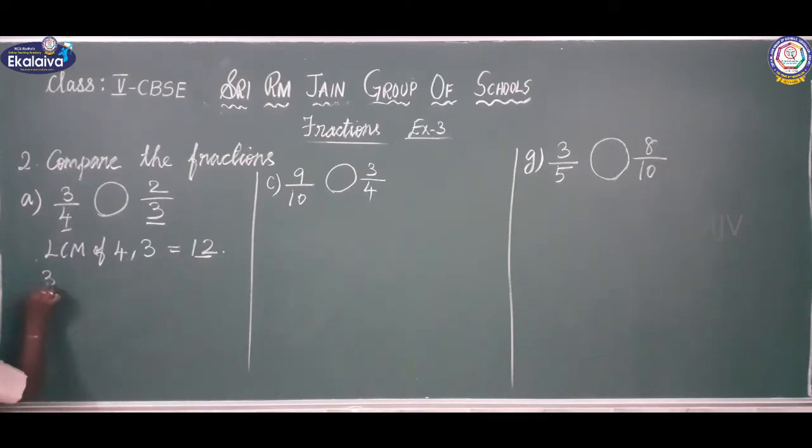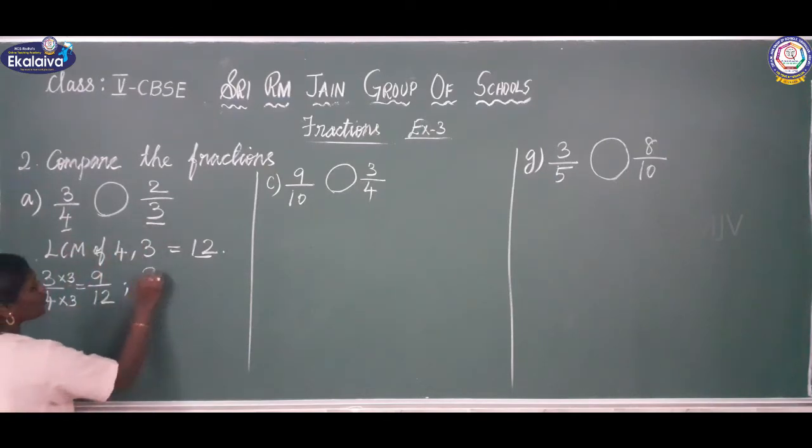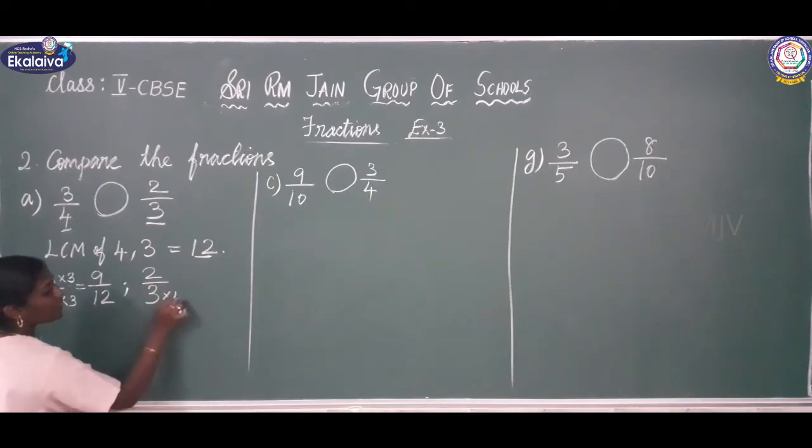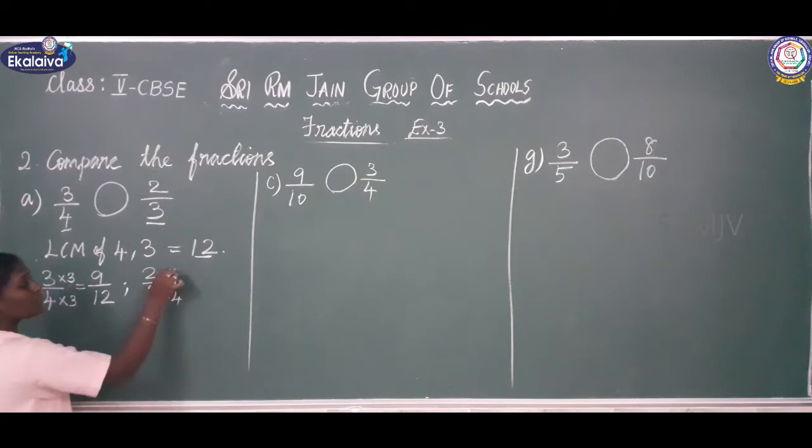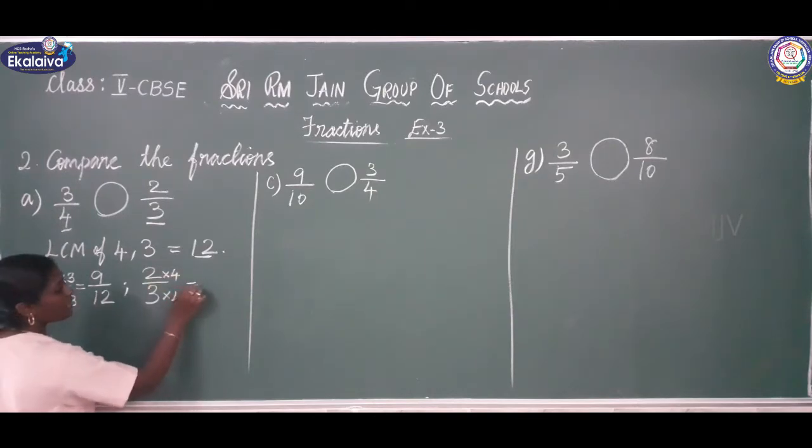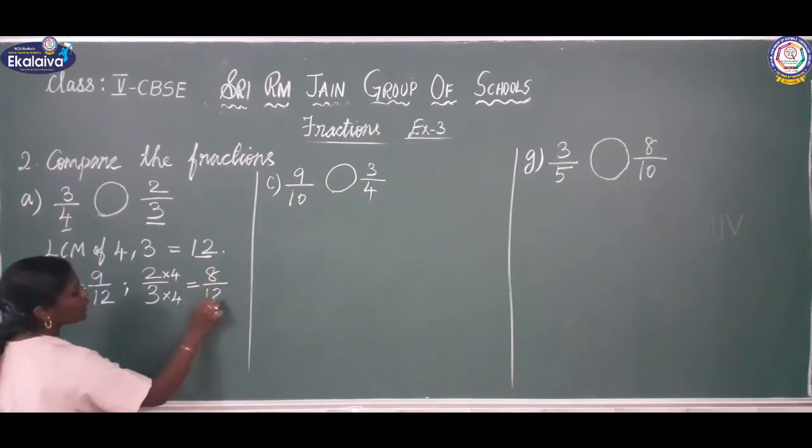Okay, the first fraction is 3 by 4. In 4 table, when you will get 12, 4 3s are. So we have to multiply the numerator by the same number 3. Then we will get 3 3s are 9 by 12. Then the second fraction is 2 by 3. Here in 3 table when you will get 12, 3 4s are. So we have to multiply the numerator by the same number 4. Then you will get 2 4s are 8, 8 by 12.